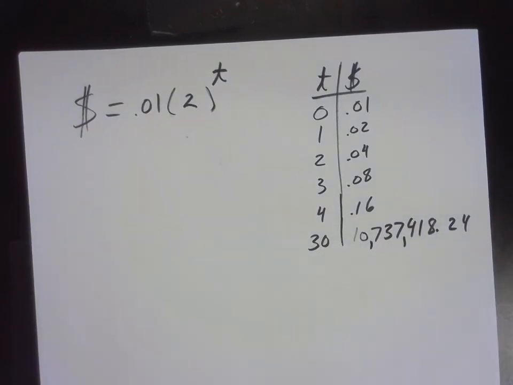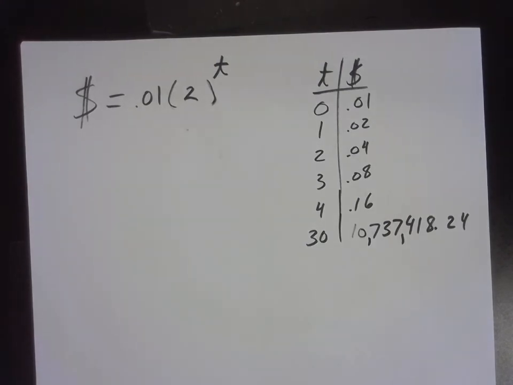$10,737,418.24. That's still a lot for a month. That is a lot for a month. In fact, I'm guessing about halfway through the month, the king started thinking, "Hey, what is going on?"